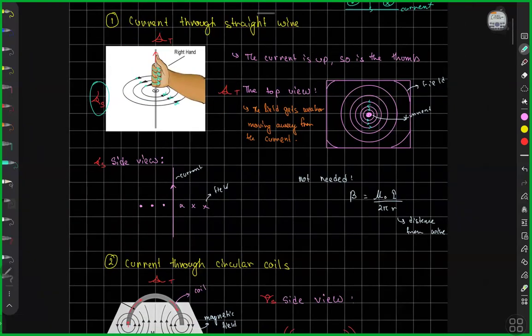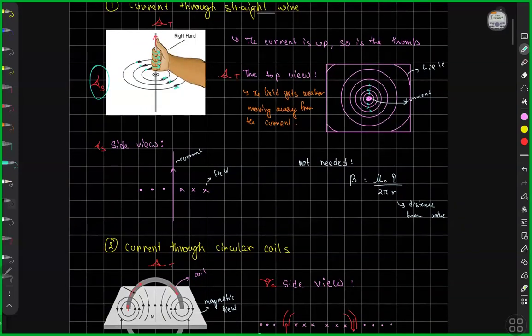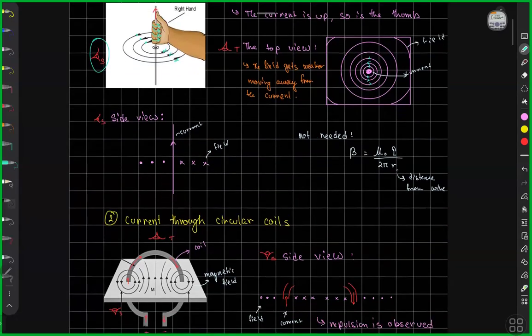This is drawn in 3D. This is drawn in 2D. This is drawn in 2D as well. So I've drawn two aspects of it for you to be able to visualize it. This is not needed, but this is how the B field is measured. As you move away from the source of the magnetic field, the current, your B field or magnetic field strength decreases.